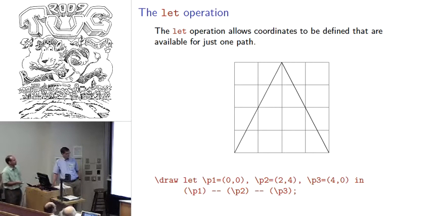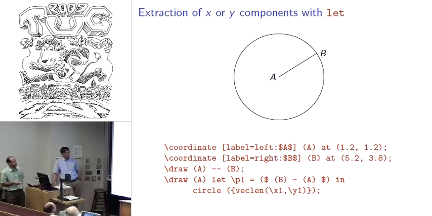Where this really shines is when we want to do some calculations. The let syntax allows us to extract the x and y components of a vector, and it seems to be the easiest way to do so without having to descend to the lower level of PGF. So here we're going to define some coordinates A and B, just pick some random values, draw the line that connects them, but now we want to draw the circle that goes around them.